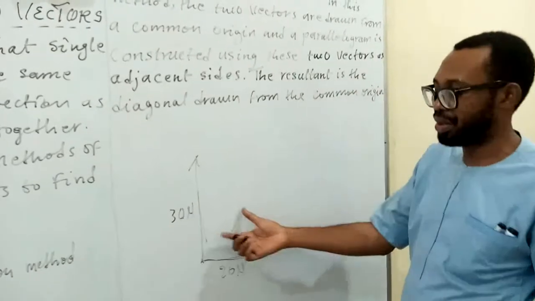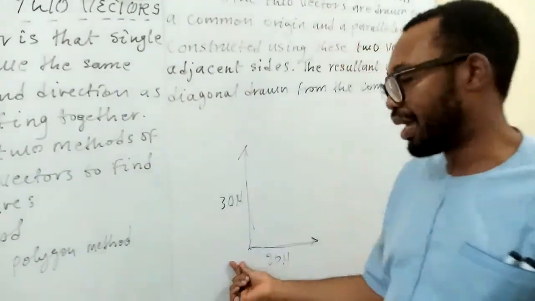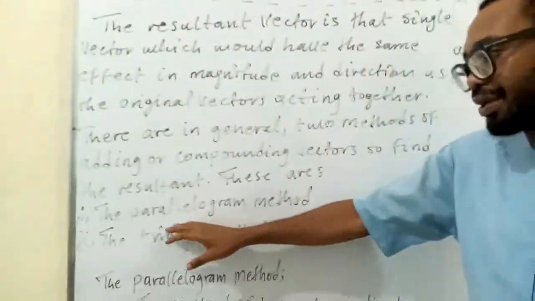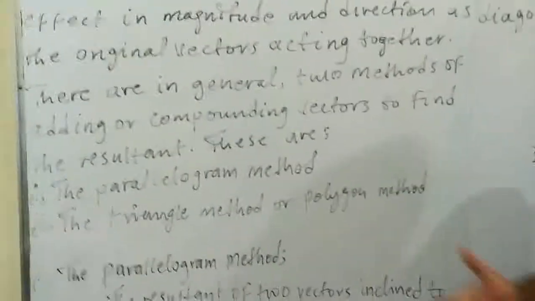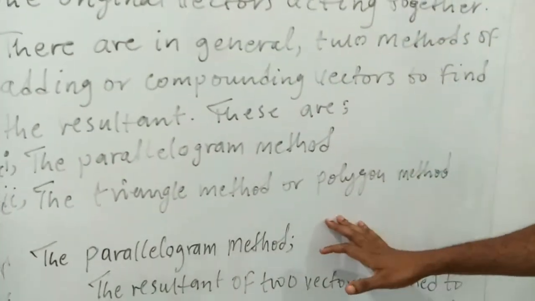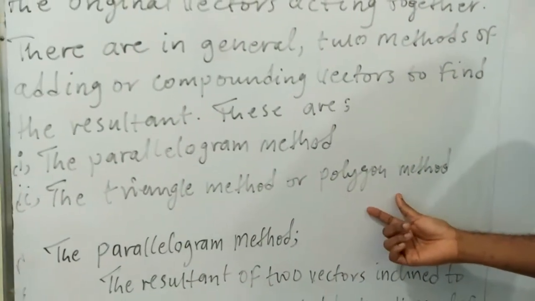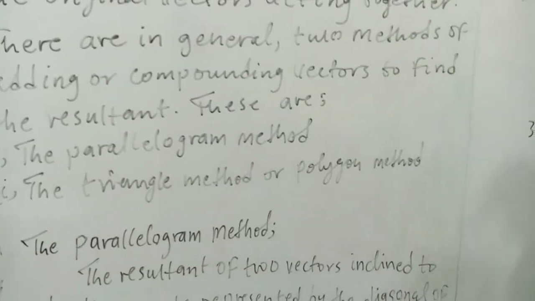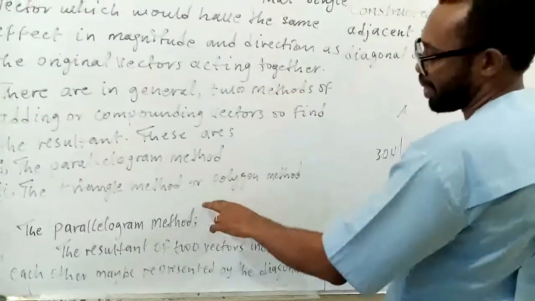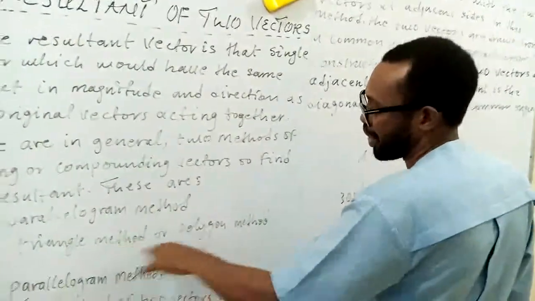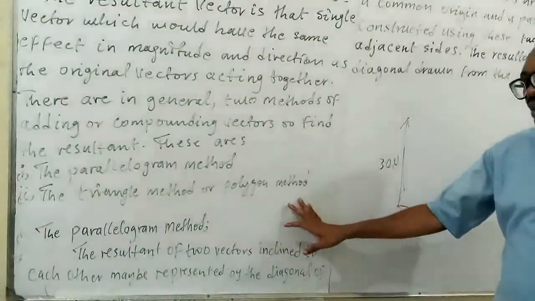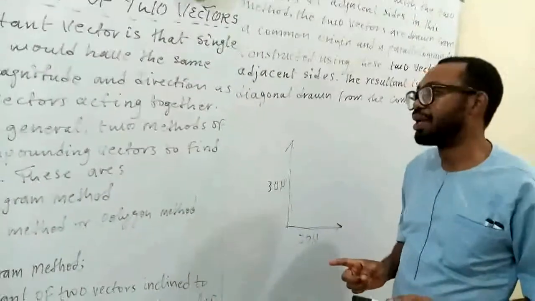These vectors are to be resolved. And if they are to be resolved, we said there are two methods involved. The first method is the parallelogram method, which you can call the parallelogram law of vector. The second method is the triangular method, or you can call it the polygon method. If you don't call it the polygon method, you can also describe it as a triangle method. But there is a slight difference between the triangular method of resolving the vector compared to the polygon method, depending on their shapes. Is that clear?